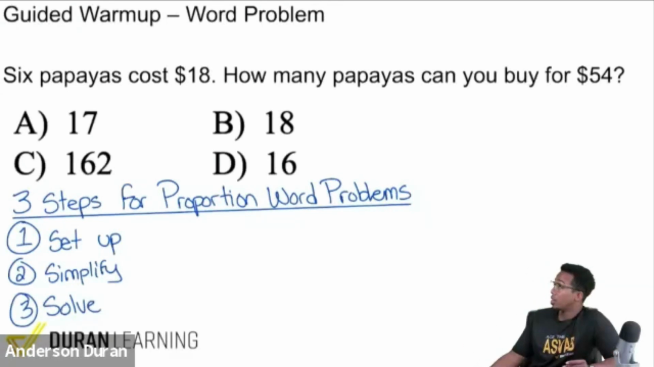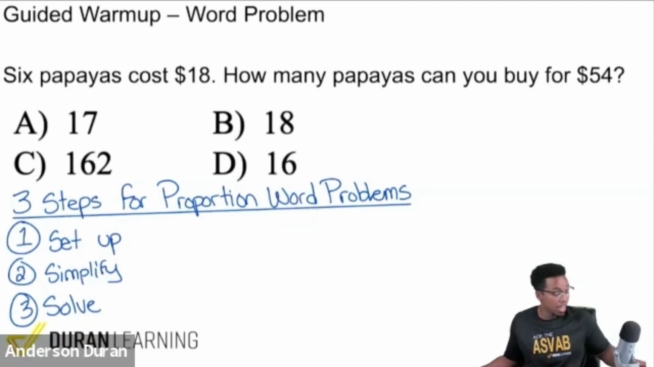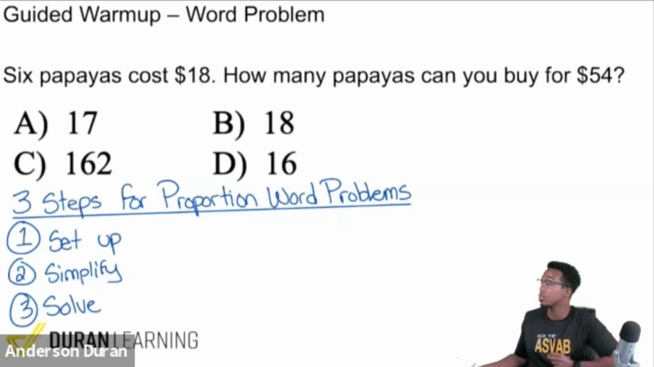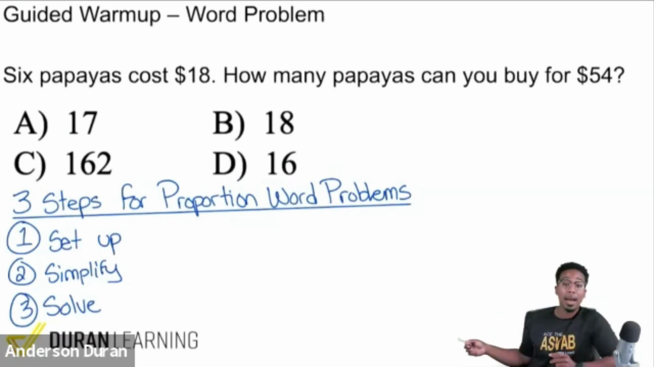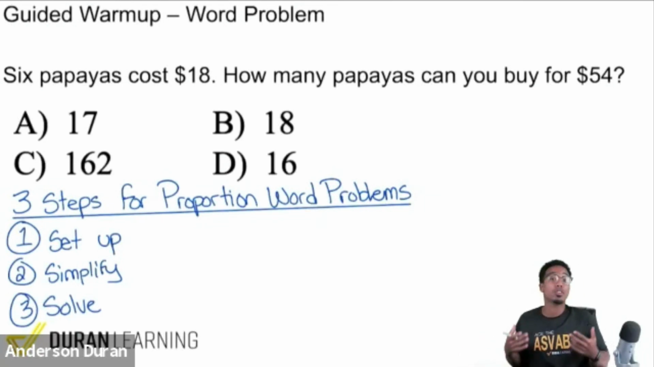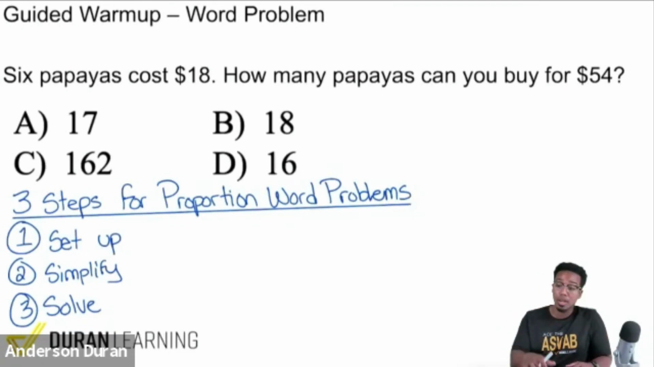If you want to learn how to become faster and faster at proportions and proportion word problems, it's going to be all about setting it up, simplifying it, and then solving. If you try to go straight from setting up to solving, chances are you're dealing with bigger numbers than you need to deal with. We don't want to deal with big numbers, everybody. If you can simplify really quick, simplify. Give yourself an easier time.